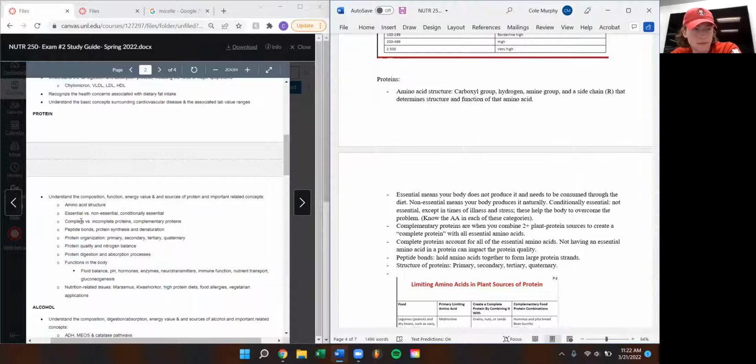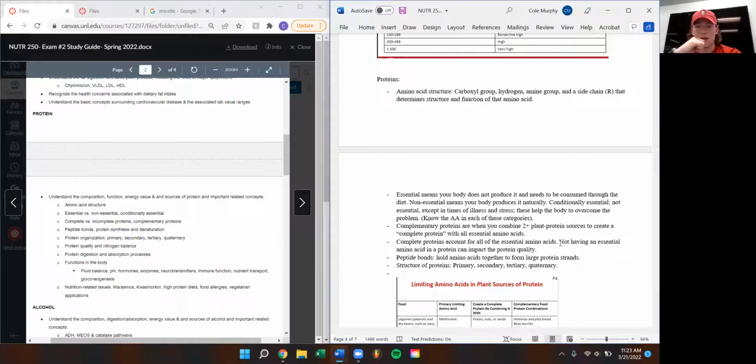Moving on, we've got complete, incomplete, and complementary proteins. A complete protein accounts for all the essential amino acids. I think it's important to note that a protein source that doesn't have all the essential amino acids can actually impact the protein quality. So not having all of the essential amino acids can lower the protein quality.